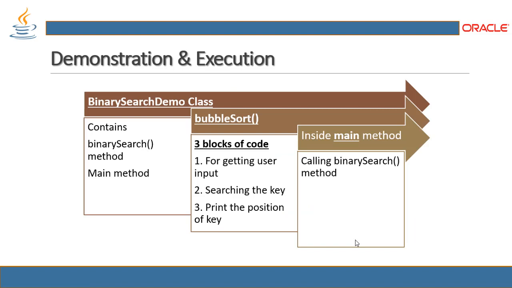Now let's take a look at the demonstration. For understanding the binary search algorithm, I have come up with a Java application, and it has a class BinarySearchDemo which contains a binarySearch method and the main method. This application is divided into 3 parts. First we get the user input, and the input has to be sorted. Then, for searching, we get the key value the user needs to find, and we print the position of the key. Inside the main, we simply call the binary search method.